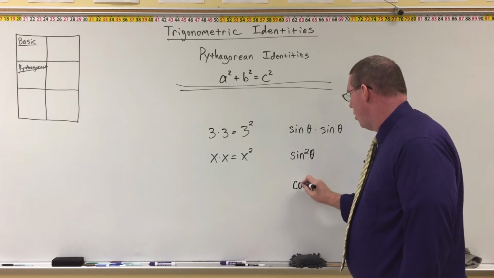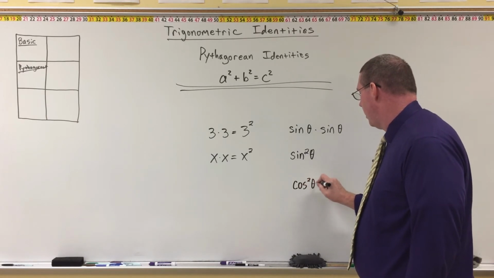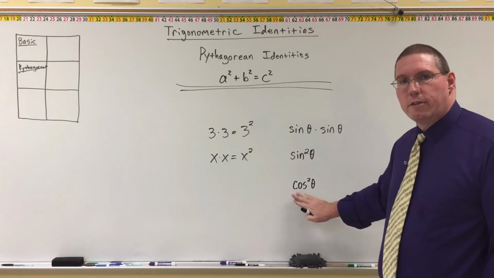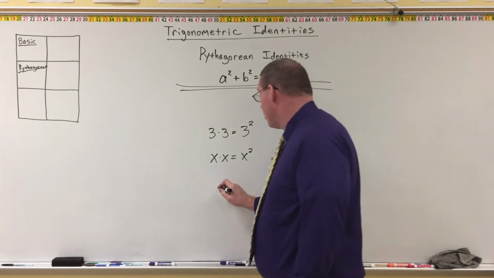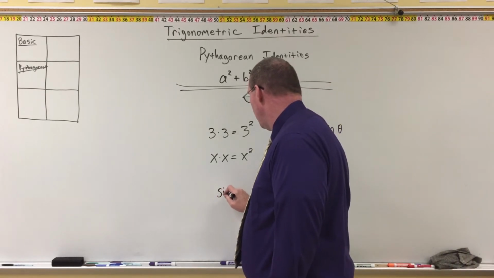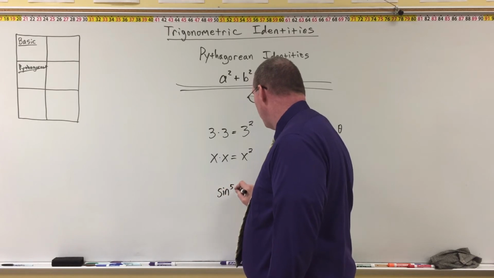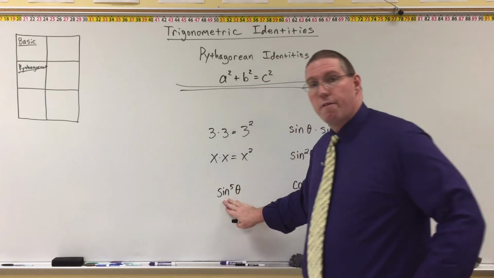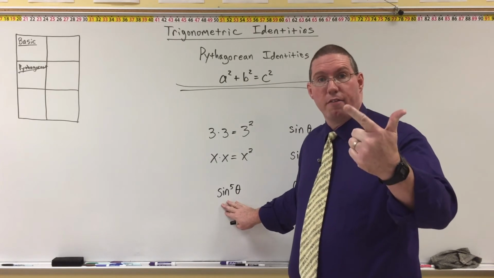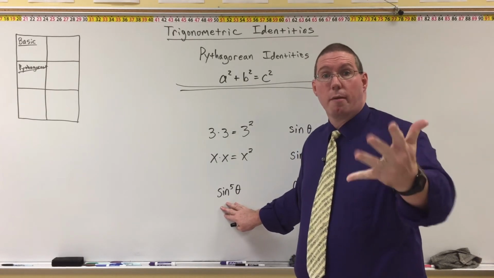Also, if you see cosine squared of theta, that means cosine of theta times cosine of theta. If you see sine to the 5th power of theta, this means 5 of them. Sine of theta times sine of theta times sine of theta times sine of theta times sine of theta.